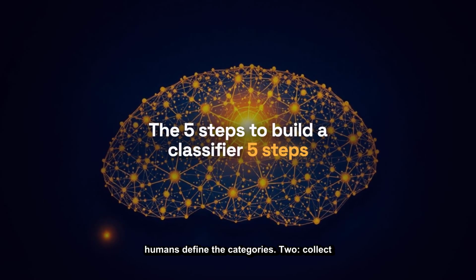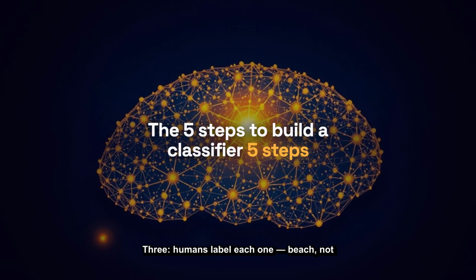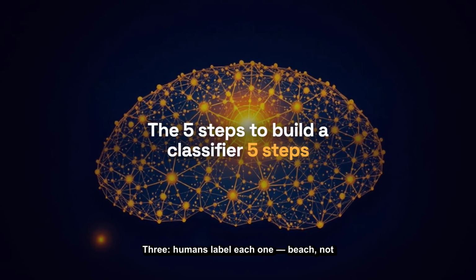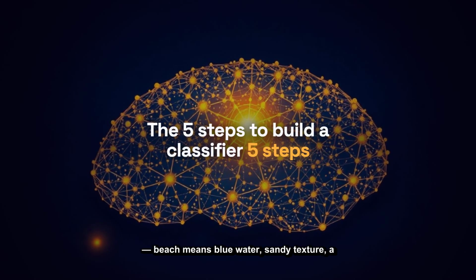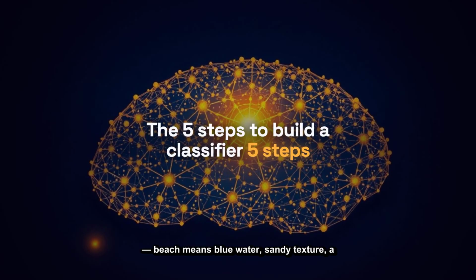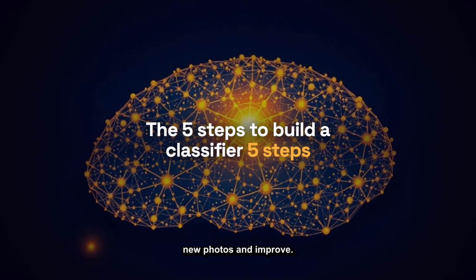1. Humans define the categories. 2. Collect thousands of example images per category. 3. Humans label each one beach, not beach. 4. The AI learns the features: beach means blue water, sandy texture, a horizon line, bright sun. 5. Test on new photos and improve.